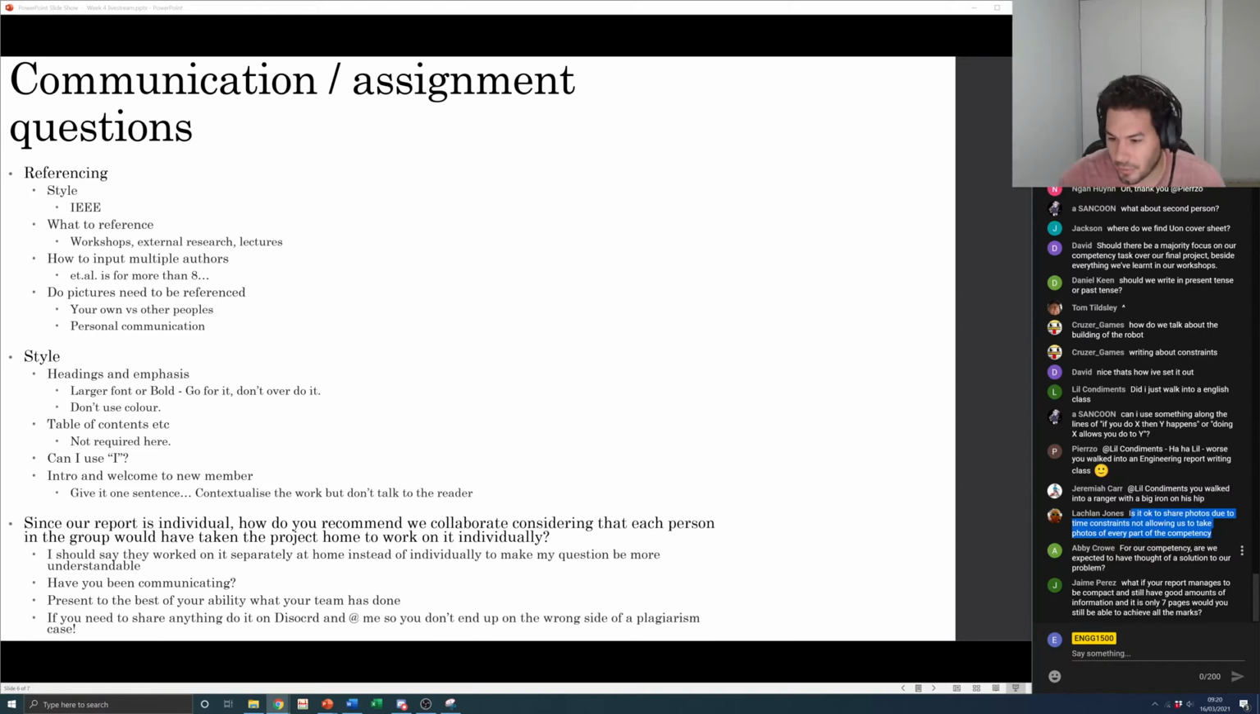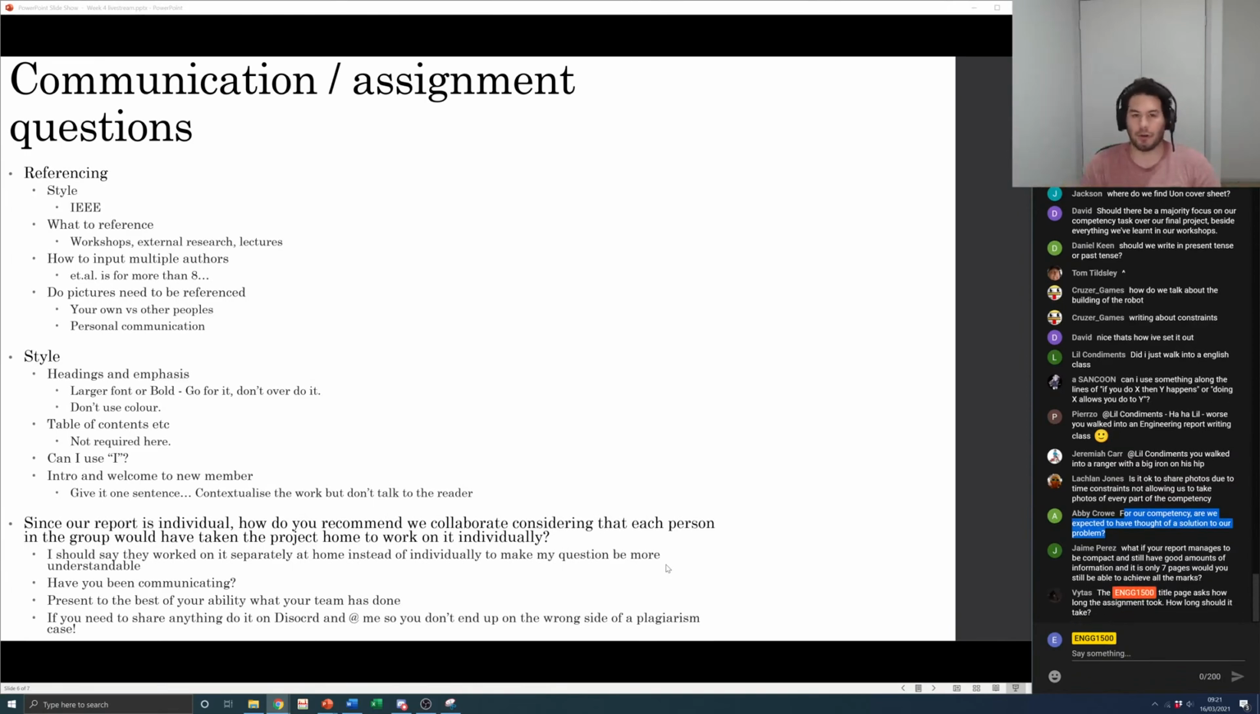For our competency, are we expected to have thought of a solution to our problem? No, definitely not, Abby. You're going to get a self-contained 1.5 hour hit of stuff to do. You don't need any real prep before that, and it doesn't need anything about your final project to be thought about. You'll be fine.